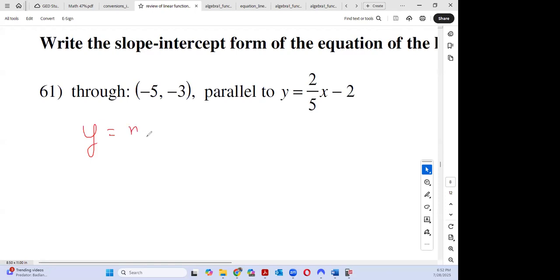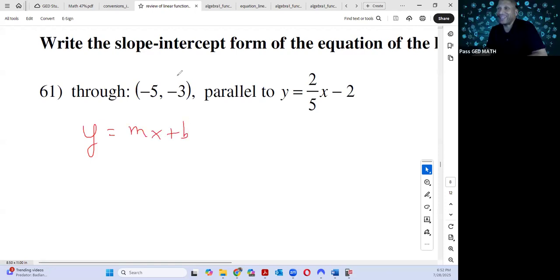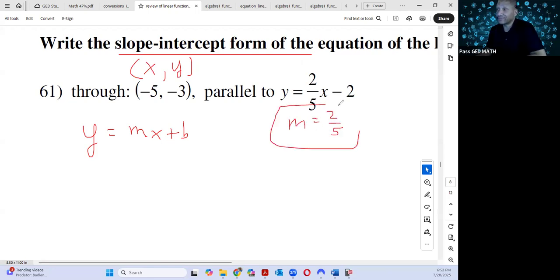Y equals mx plus b. Identify your givens. They want an equation in slope-intercept form. Y equals mx plus b. I know this is my x, this is my y, and I know my slope is 2/5. Those are my givens.